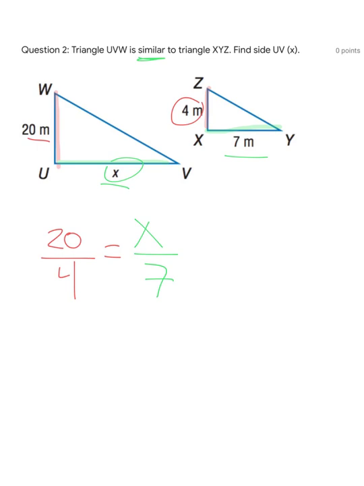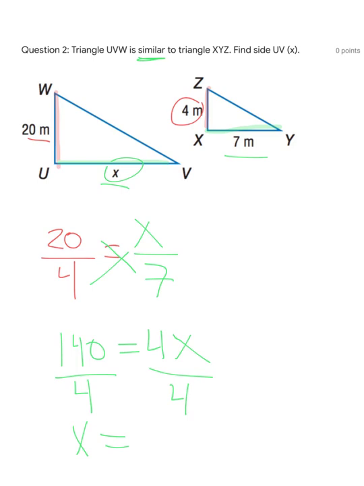Now we're going to cross multiply to solve. 20 times 7 is 140. 4 times x is 4x. Last but not least, we're going to divide each side by 4. When we divide each side by 4, we're going to end up with the side length. x, in this case, equals 35.